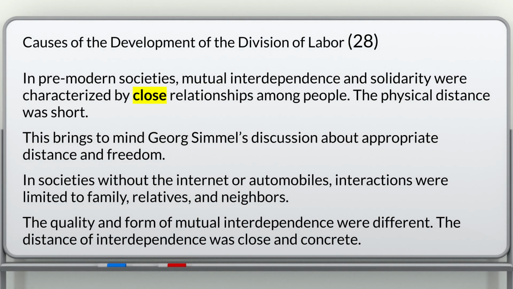In pre-modern societies, mutual interdependence and solidarity were characterized by close relationships among people. The physical distance was short. This brings to mind Georg Simmel's discussion about appropriate distance and freedom. In societies without the internet or automobiles, interactions were limited to family, relatives, and neighbors. The quality and form of mutual interdependence were different. The distance of interdependence was close and concrete.